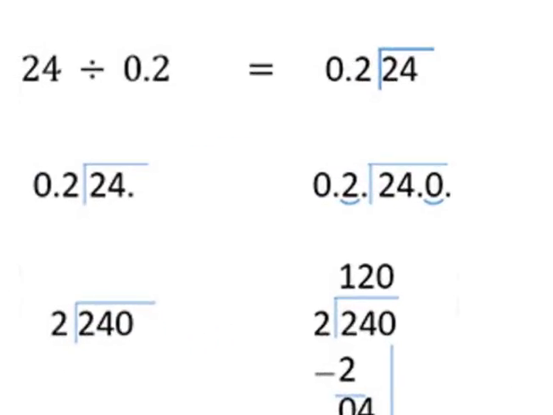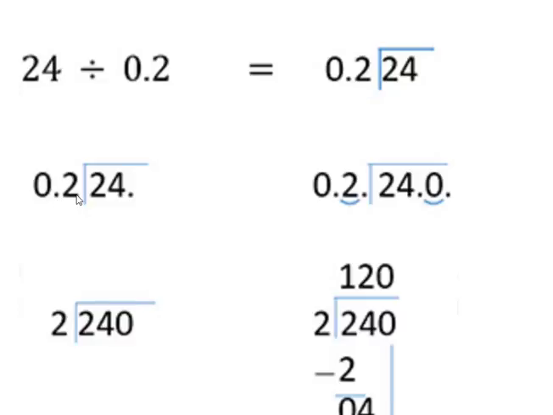Consider dividing by a decimal value. So here we have 24 divided by 0.2. It will be set up here, 24 divided by 0.2. The first thing you have to do is get rid of this decimal point here. It's not good to have the decimal point there.